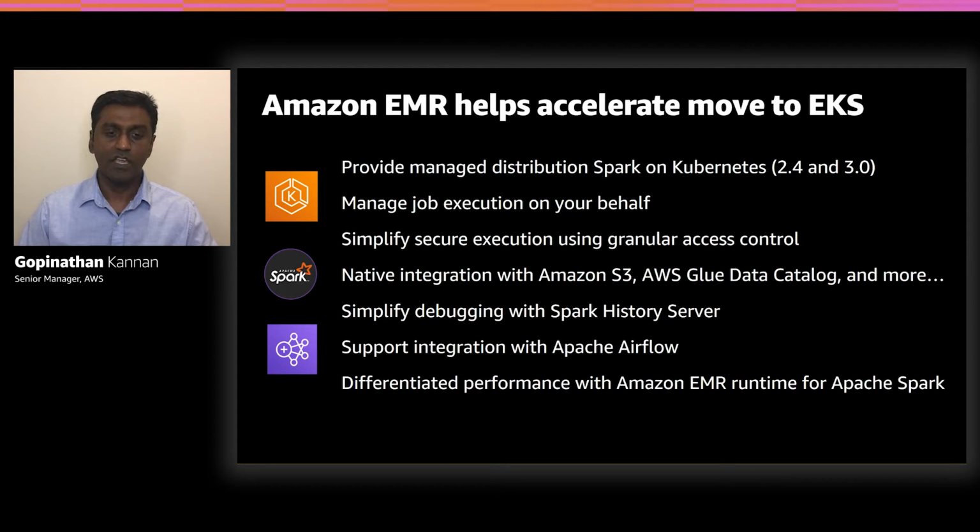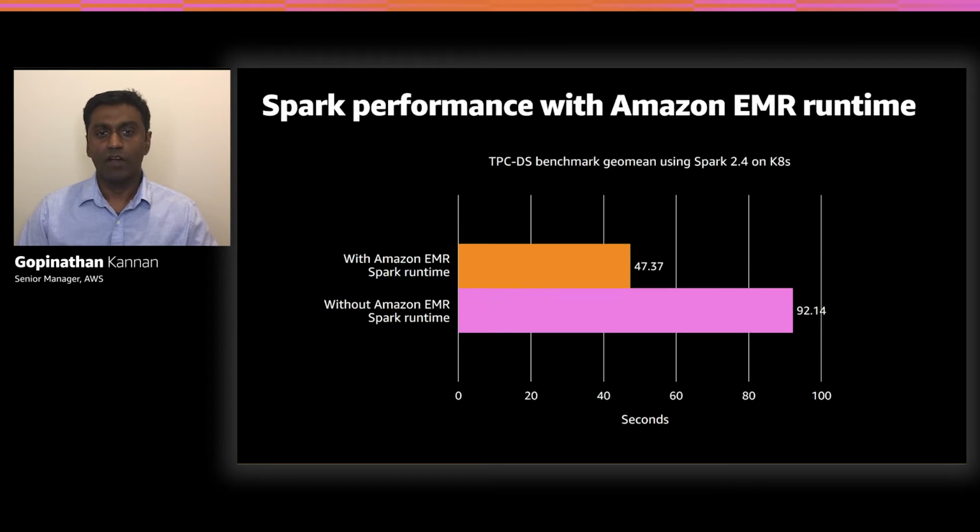In addition to these, EMR provides differentiated performance over open source through its native runtime capabilities. We ran our benchmark against the TPC-DS 3 terabyte dataset, and we consistently saw a 2x performance improvement in geometric mean over all queries when running with EMR Spark runtime on Kubernetes. It is understood that the results may vary based on the attributes of your specific workload. We encourage you to try it out for yourself, and we anticipate that you should also be able to experience similar performance improvements, which would further help drive costs down.